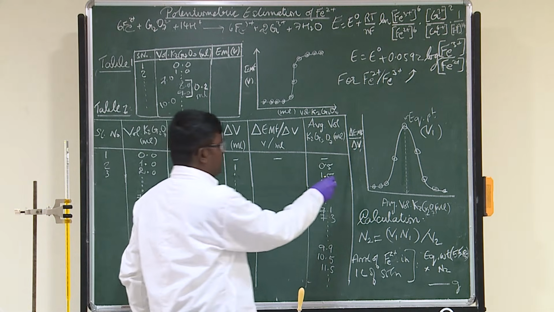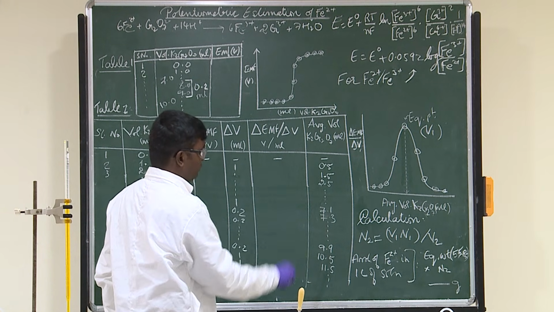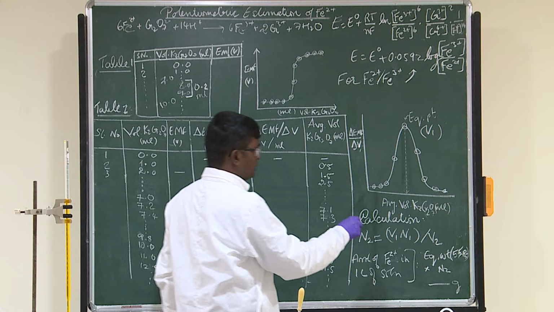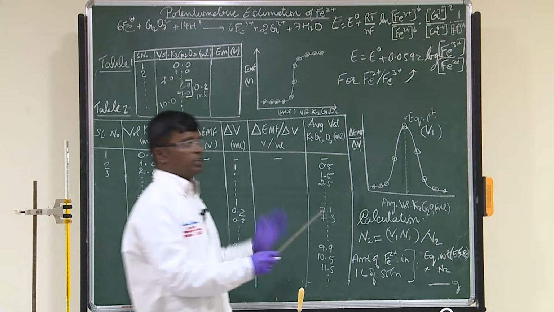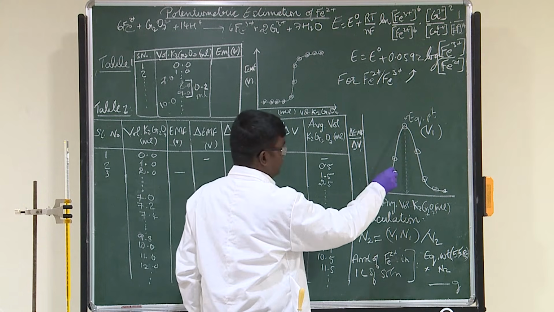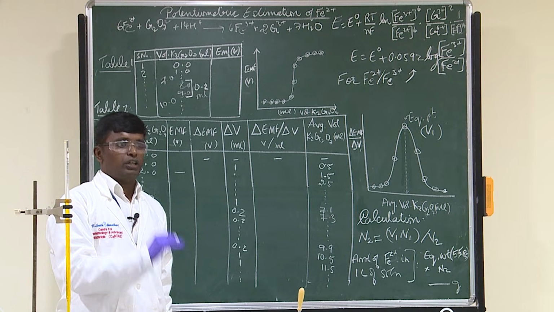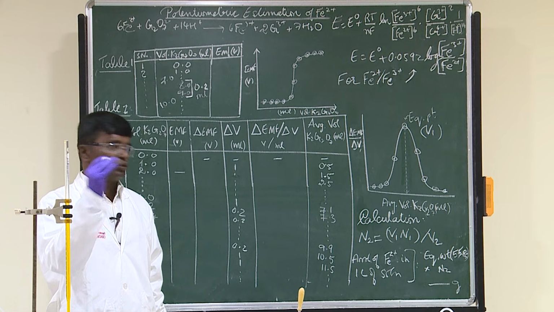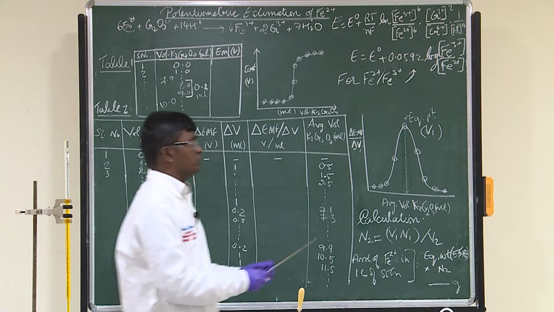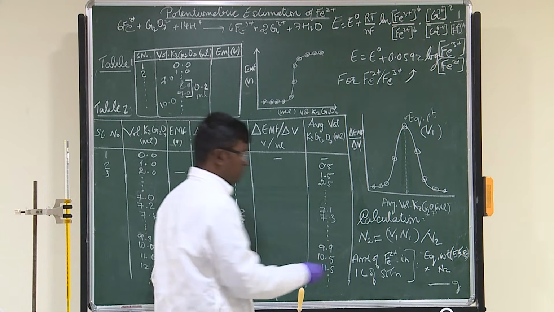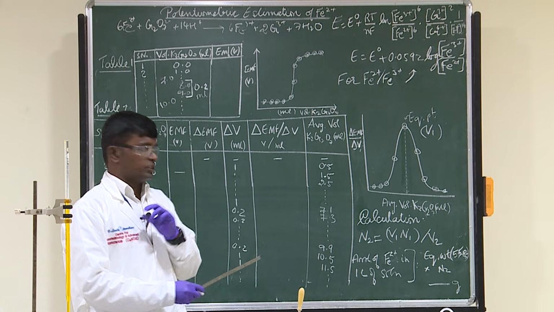Now, if you plot delta EMF divided by delta V as a function of average volume of potassium dichromate given in this tabular column, you would see an increase in the difference in the potential, it reaches a maximum and falls. It more or less follows a Gaussian pattern. The volume corresponding to the peak is the volume of potassium dichromate required to completely oxidize Fe2+ into Fe3+. You need to note it down as V1, and N1 is the strength of the potassium dichromate, which is given to you already. V2 is the amount of ferrous ammonium sulfate you have pipetted out for the titration, which is 10 ml.